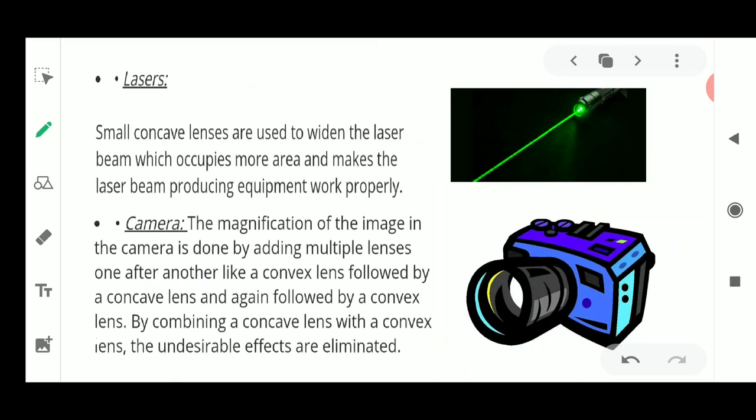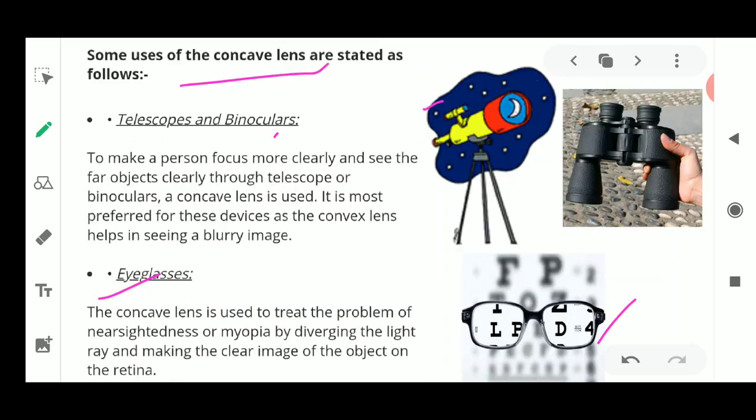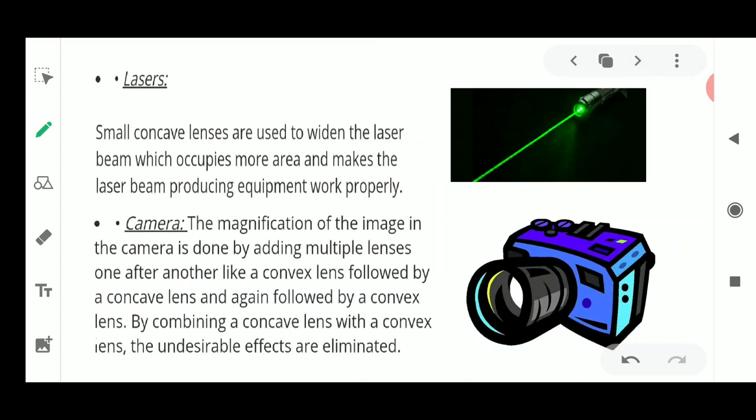Next use is the use of concave lens in lasers. These lasers use small concave lenses, not only one lens, but a combination of lenses. It is not only the concave lens, but concave lens is also present among that combination. That is why we are studying this under the heading of the uses of concave lenses. Please remember it is not only the concave lens. Here the combination of concave lenses is used to widen the laser beam.